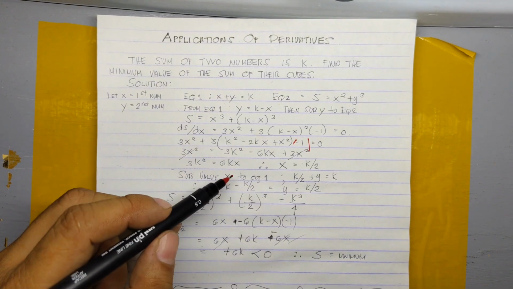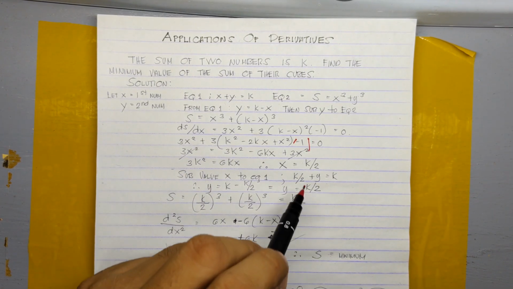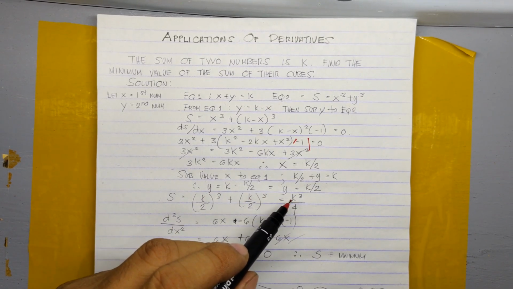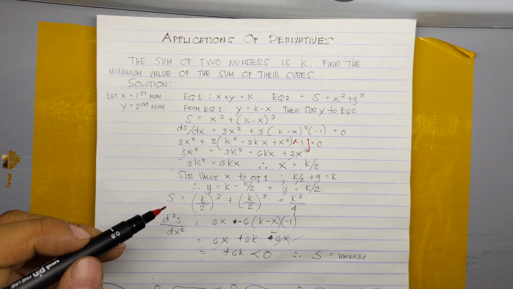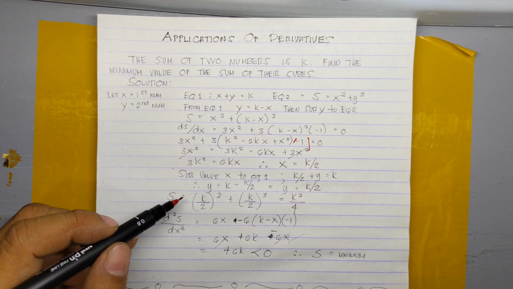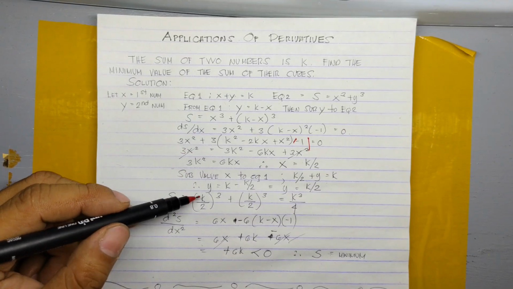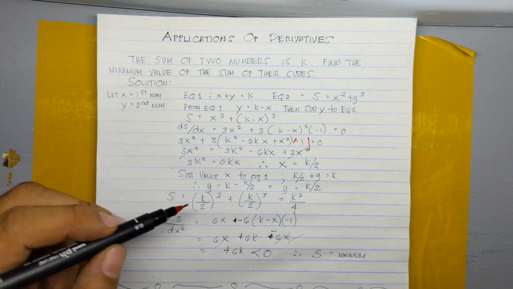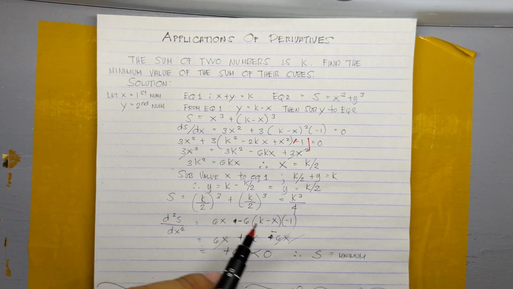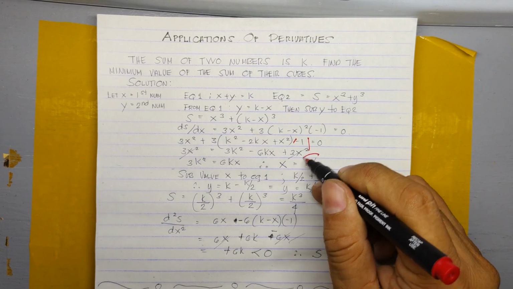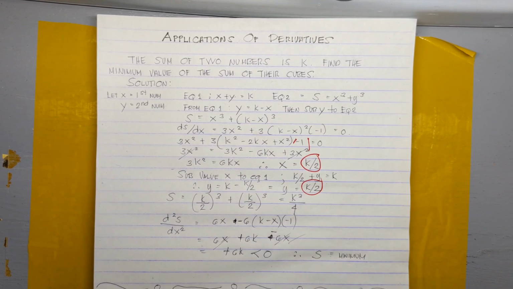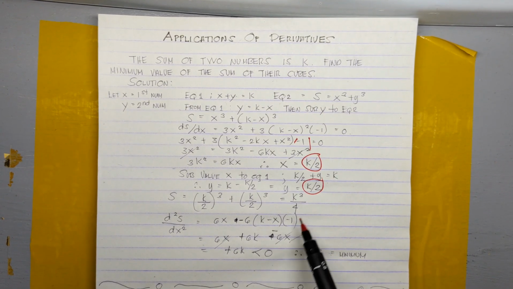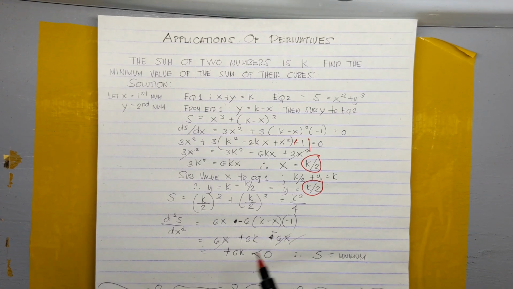So we then substitute the value of x to equation 1. That will become k over 2 plus y is equal to k. So therefore y is equal to k minus k over 2, or y is equal to k over 2. So therefore the sum will be, substituting the value of x, k over 2 cubed, plus y cubed, that is k over 2 cubed also, which we simplify to k cubed over 4.